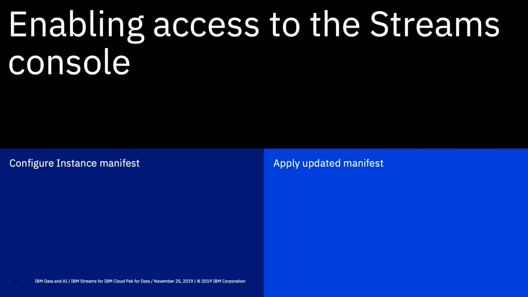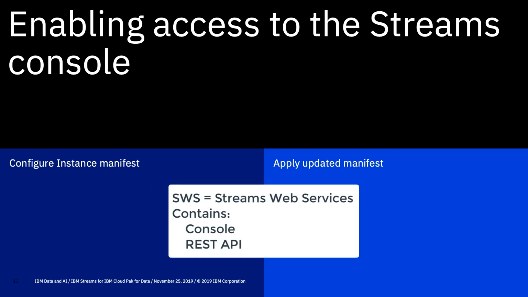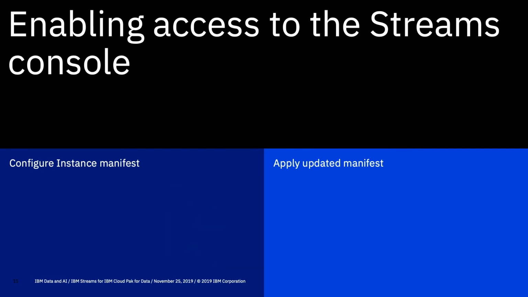By default, a Streams instance does not expose the Streams console outside the OpenShift or Kubernetes environment. This demonstration will show how to expose the SWS instance service, which contains both the console and the REST API for the instance. Once exposed, Streams users will be able to access the console and REST API outside of the environment. Note here that there are many ways to expose a service externally, and that these steps are just one way to expose the service. Ask your cluster administrator for the best approach to use.